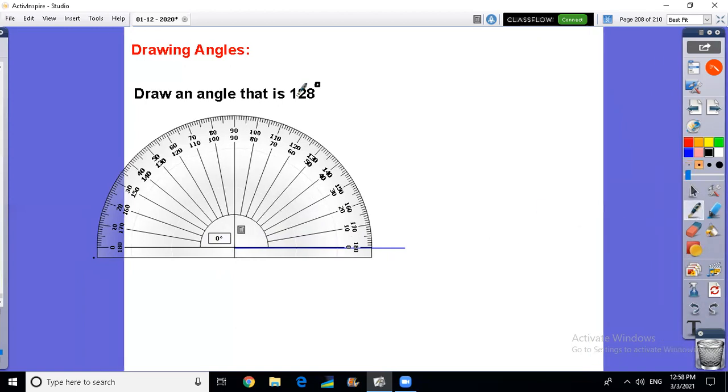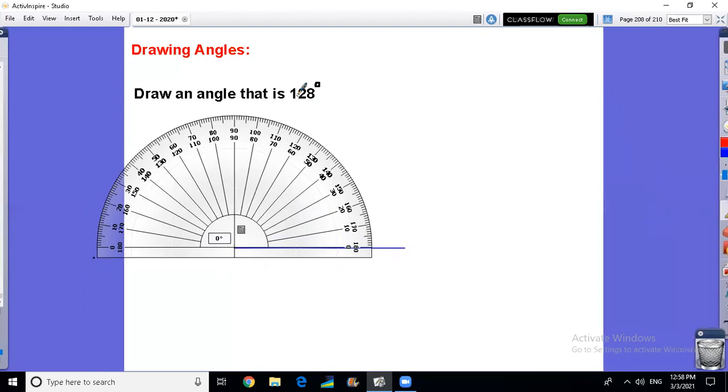They want 128 degrees. Where is 128 degrees? One of you might say, oh, mister, here is 120. Oh, come on, no. Why, mister? It is 120, so I'm gonna move to 128. No, we don't do it this way.